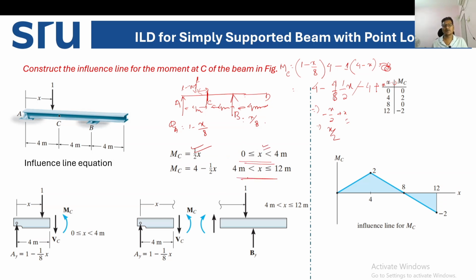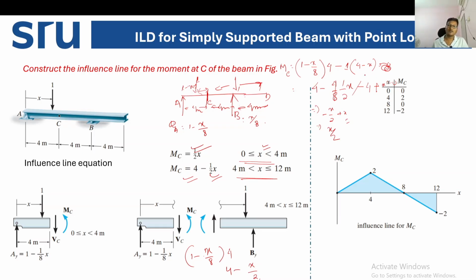When the unit load is moving in between 4 to 12, if you calculate the moment at C, the moment will be the reaction at A into the perpendicular distance, that is 1 minus x by 8 into 4. So it is 4 minus x by 2. So this is the moment at C when x is moving in between C to D.